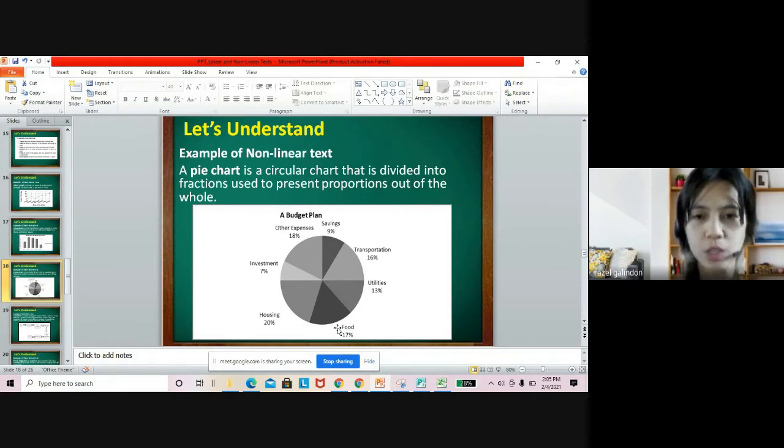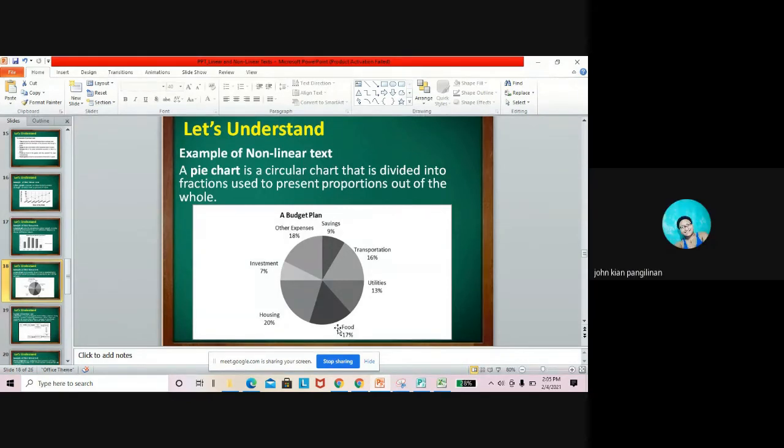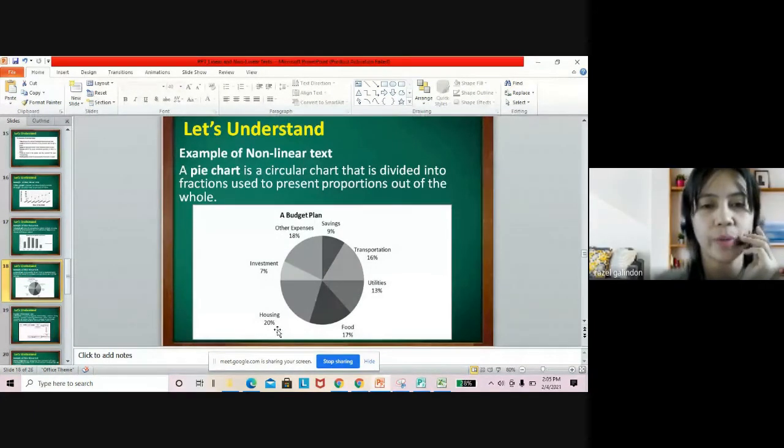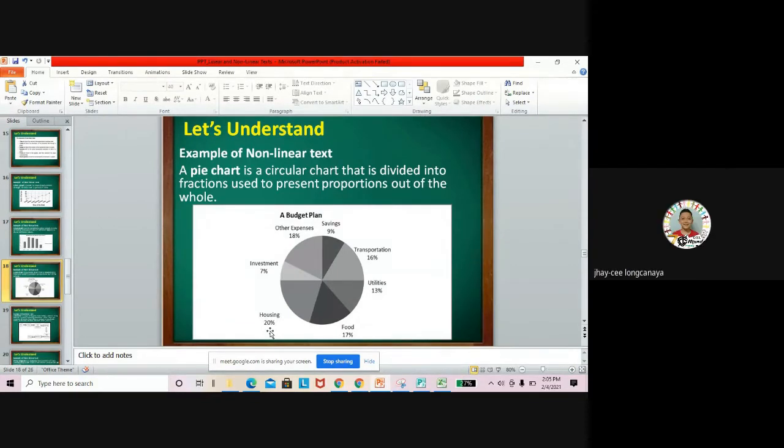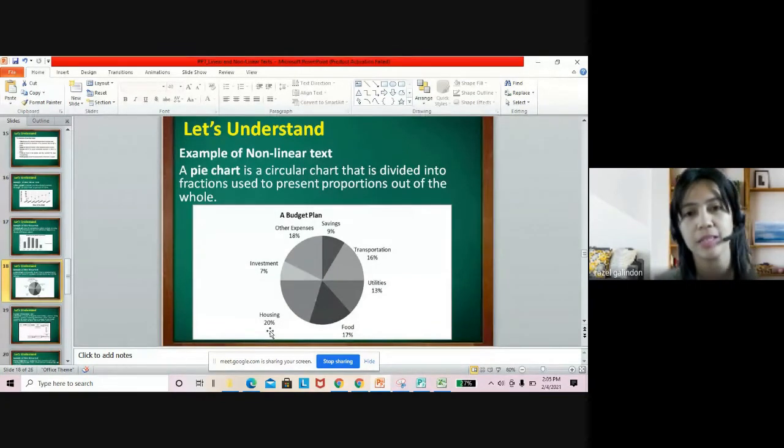Which expenditure or expenses get the largest share? Housing. Okay, housing, because it has 20%, which is the largest percentage here. So that is accurate, because if you ask your parents, they will answer you that housing has the largest amount that they need to pay every month, no? It can be rental or the housing loan.